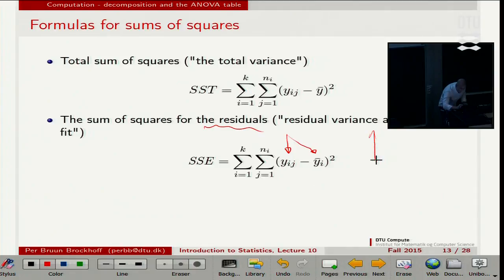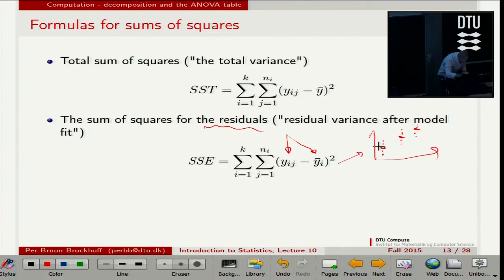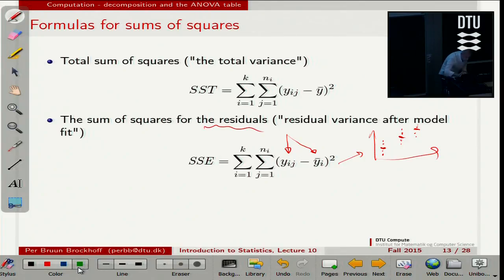I could do it here maybe. I have mean of group 1, mean of group 2, mean of group 3. I have individual data points, right? And then this number is comparing these small green ones, right? That's the thing here. I'm taking each observation and comparing with, so it's a measure of the fluctuations within the group, right? But removing the group differences in this approach here.